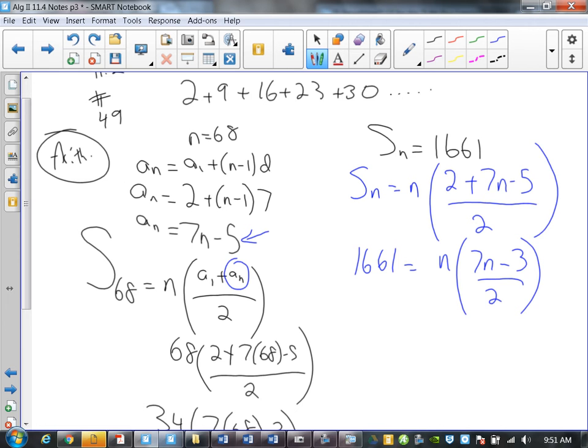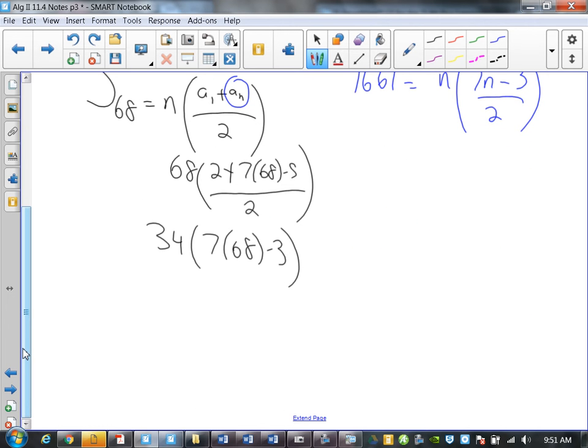What do I do next? Multiply by 2, very good. Multiply by 2 to get rid of the fraction. So we get a 2, 2, 3, and a 3. Right? Yes.